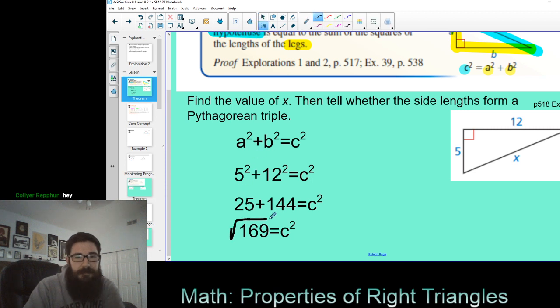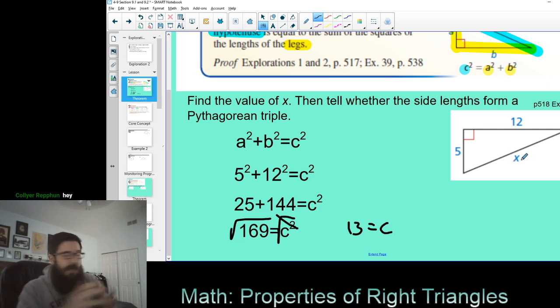I'm going to take a square root of both sides. That's going to cancel this out. Square root of 169 is actually a nice pretty one. That's going to give me 13 for my C value, which in this case, C is basically our X. I could have changed that as well.